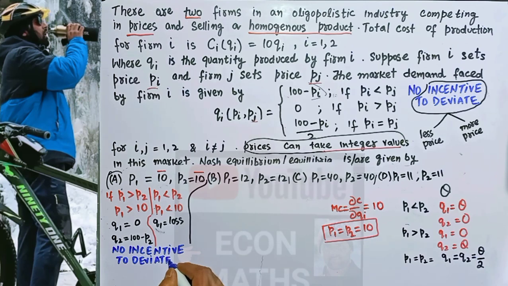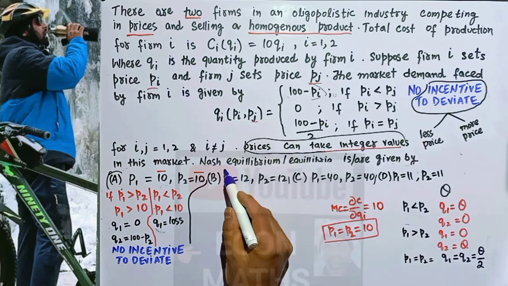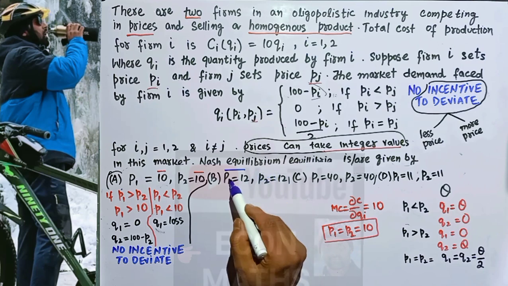So this combination is actually the Nash equilibrium. And similarly, we can use the logic for firm 2. If firm 2 charges firm, and you can draw the conclusion for firm 2 also. Let's take the next scenario.